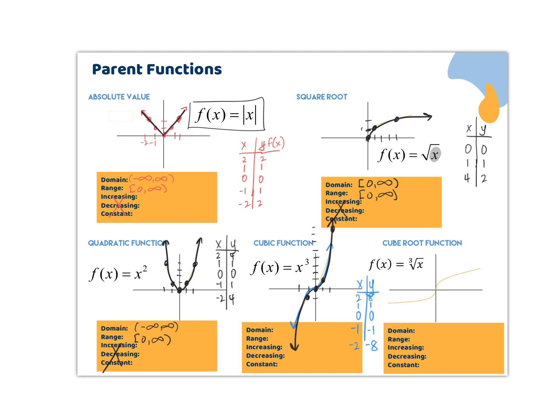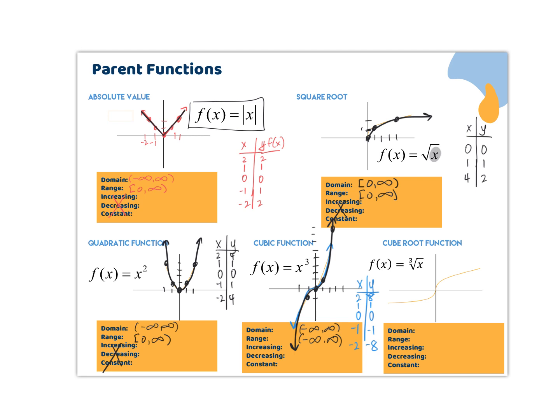So your domain is all real numbers. It's negative infinity to positive infinity, and your range is actually all real numbers as well. Now the difference obviously is your domain is going to increase slowly. You know, you're going to go to 3, 4, whatever. Your range shoots up very quickly. But again, it's still negative infinity to positive infinity.